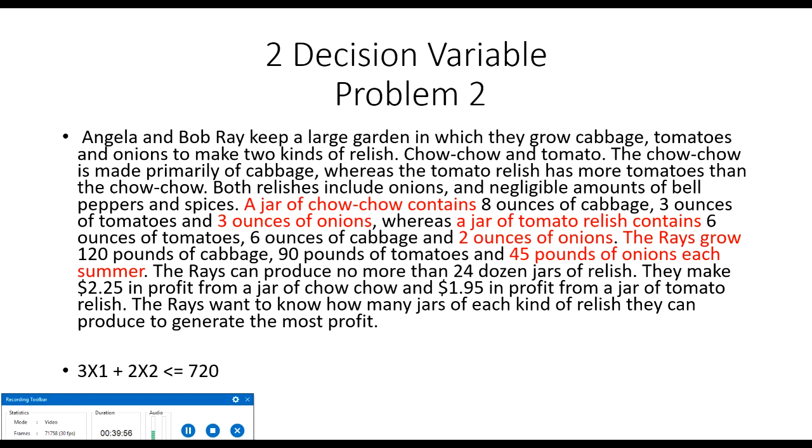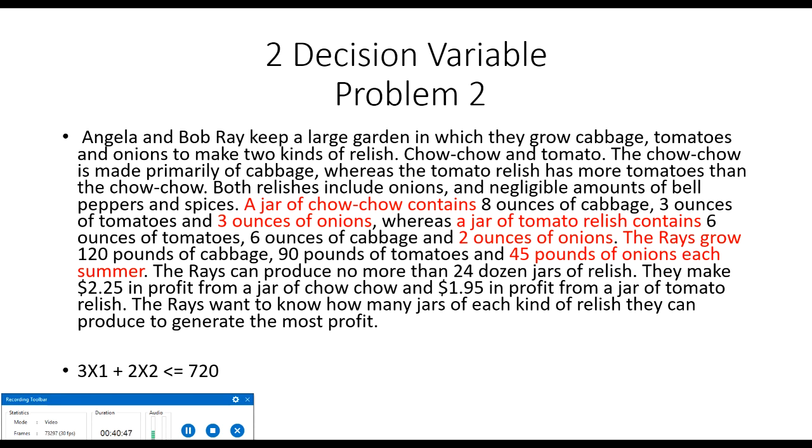Once again, we have to convert pounds of onions into ounces of onions, and we do that by multiplying by 16. 45 times 16 is 720. Once we've found our common unit of measurement, it becomes a very easy thing to write the equation 3x1, 3 ounces per jar of chow chow, plus 2x2, 2 ounces of onion per jar of tomato relish. And our total onion used must be less than or equal to 720, which is our total amount of ounces of onions available.